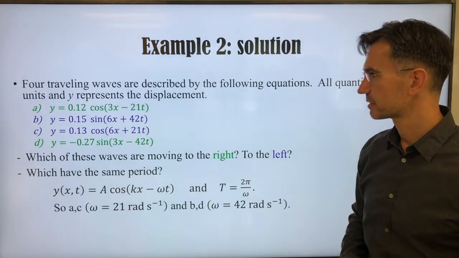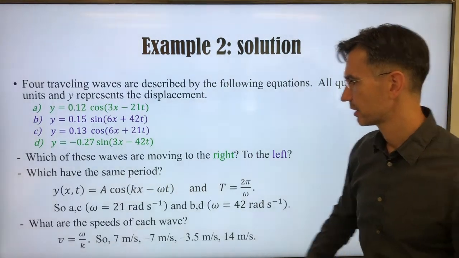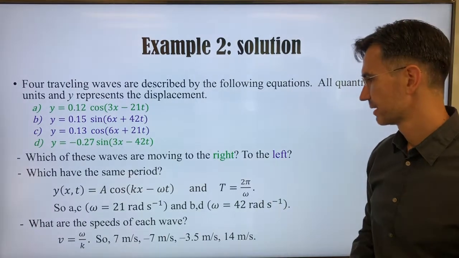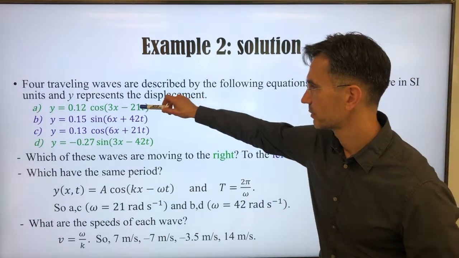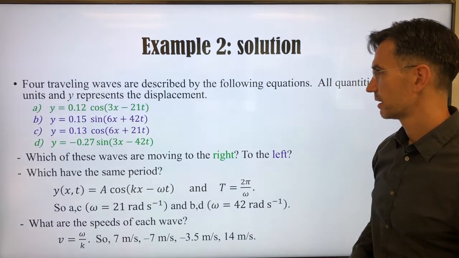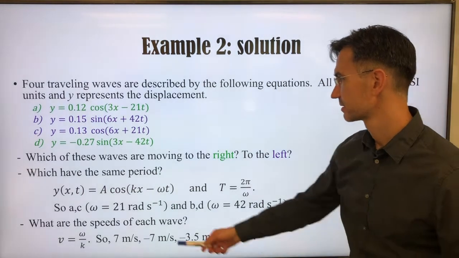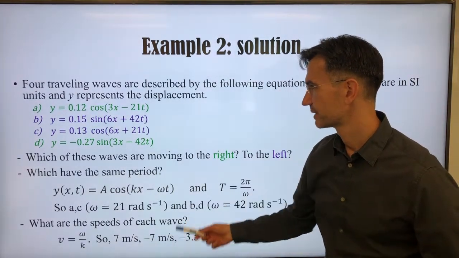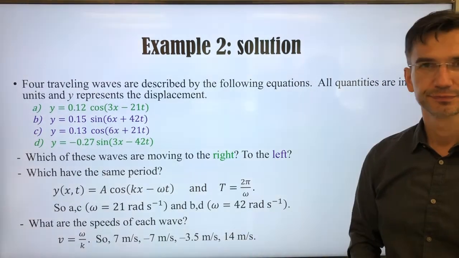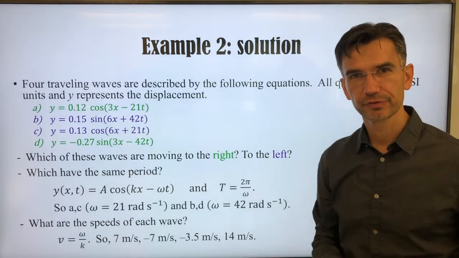And finally, what are the speeds? Now we just look at the ratio of the angular frequency over the wave number, because that's what speed was. So the first one has 21 over 3, 7 meters per second. And then the second one is 42 over 6. And that's moving to the left, so minus 7 meters per second, and so forth. And this is the end of our lesson on the overview of the properties of waves.